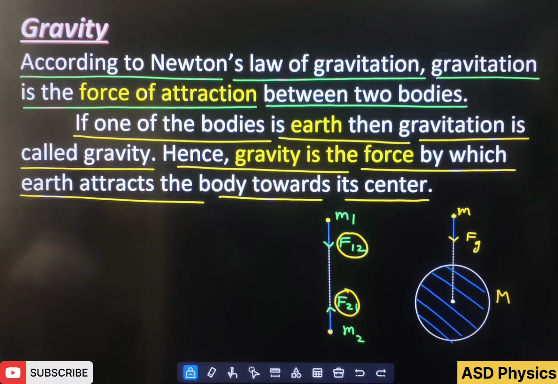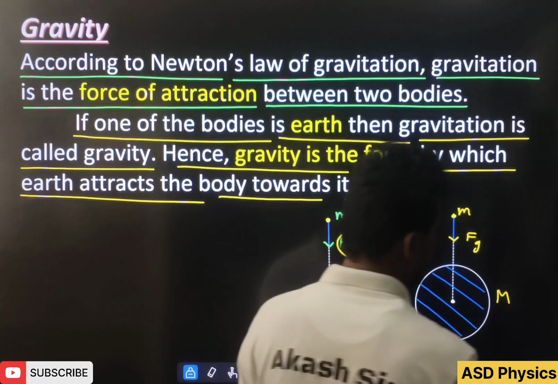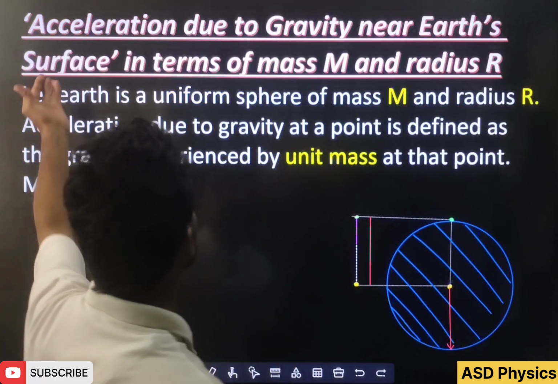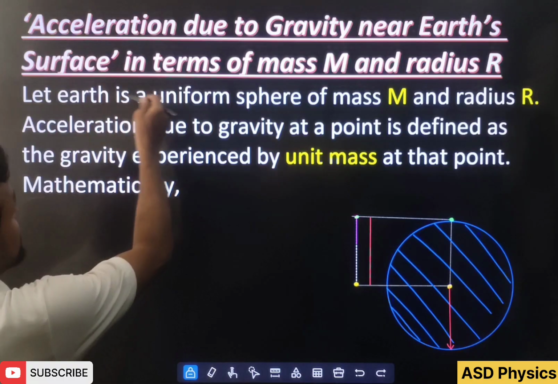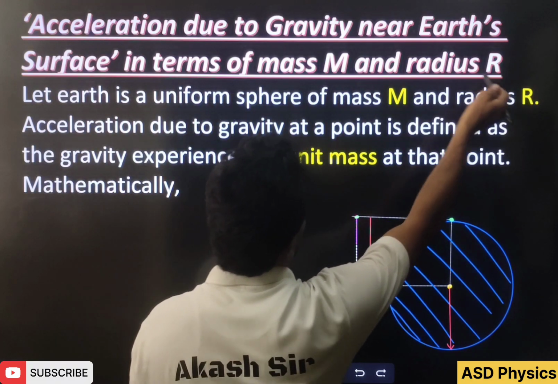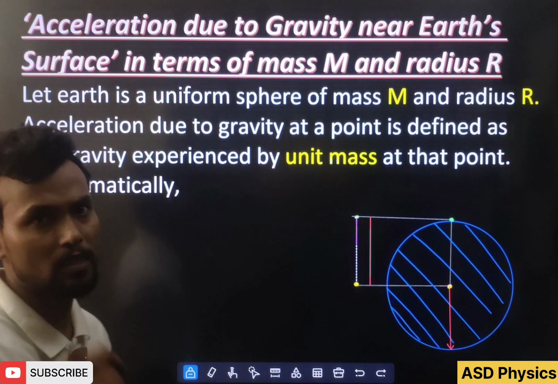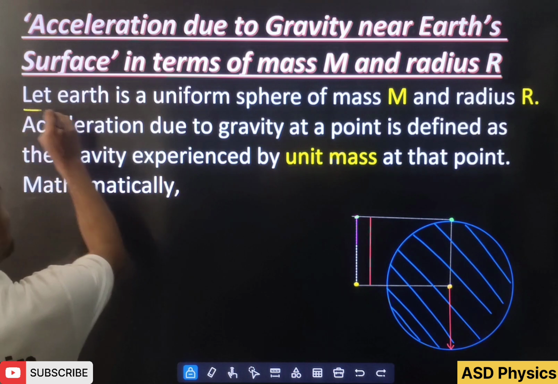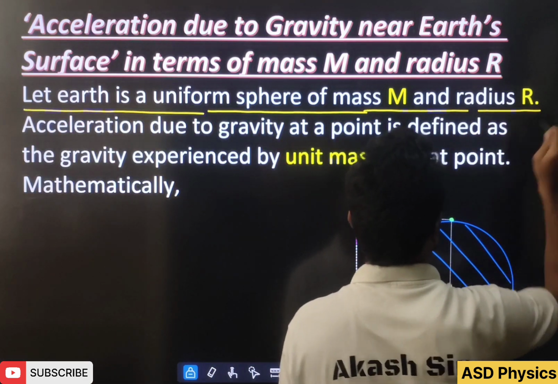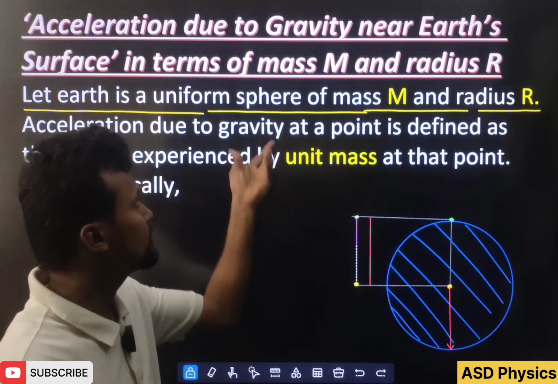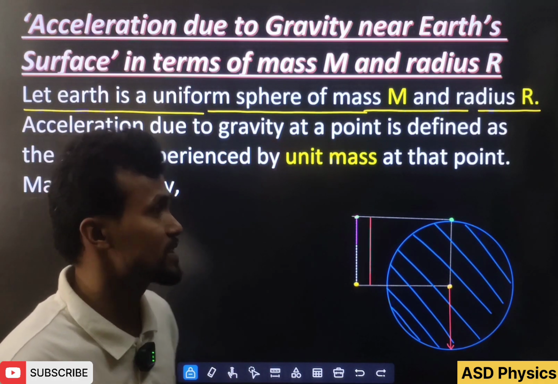Is it? So if this topic is very clear, now we are going to move on to the acceleration due to gravity. Acceleration, you can see, acceleration due to gravity near Earth's surface in terms of mass M and radius capital R of the Earth. Okay, so now let's see. Let Earth be a uniform sphere of mass capital M and radius R.